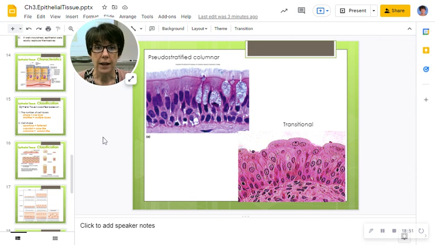So that's it for the notes. And tomorrow we're going to start taking a look at these different kinds of epithelial tissue under the microscope and drawing some pictures and learning about where you would find the different kinds of epithelial tissue.